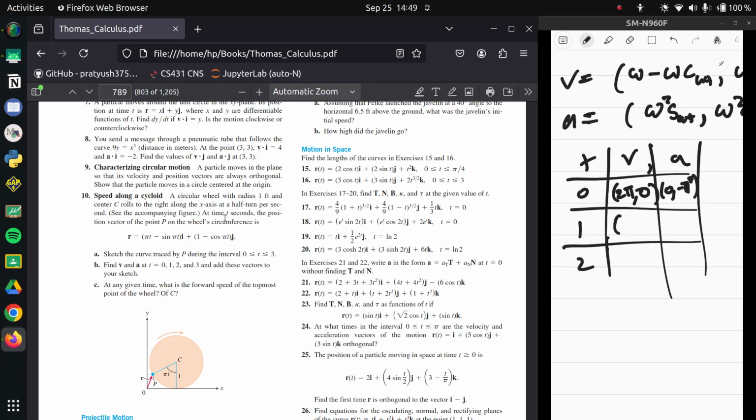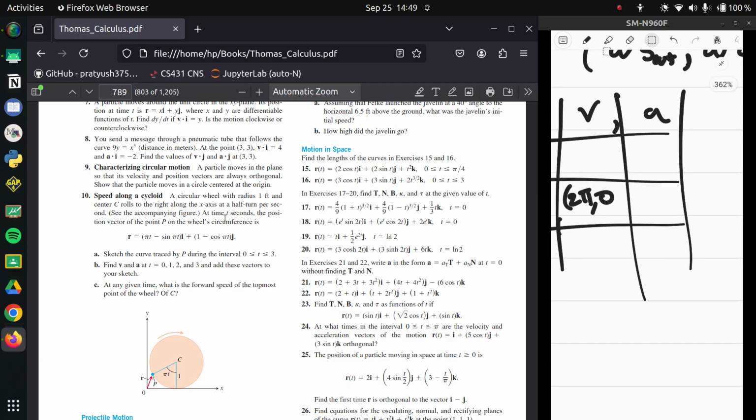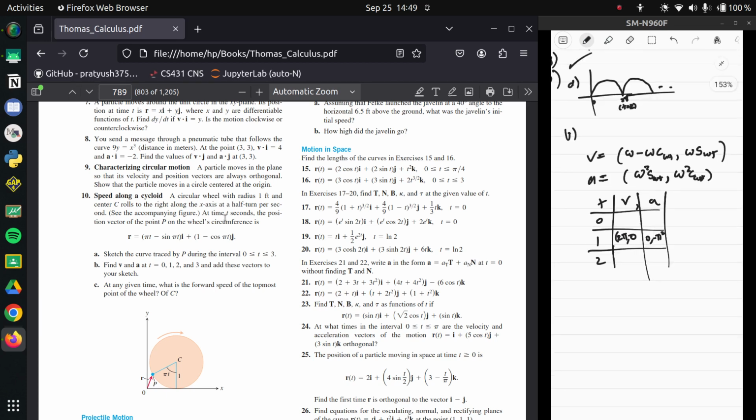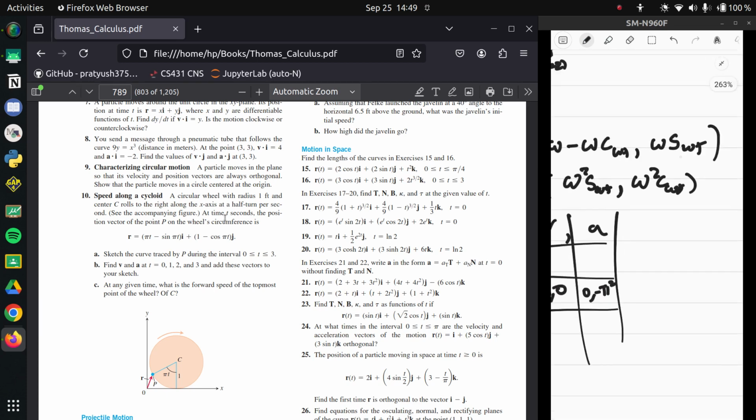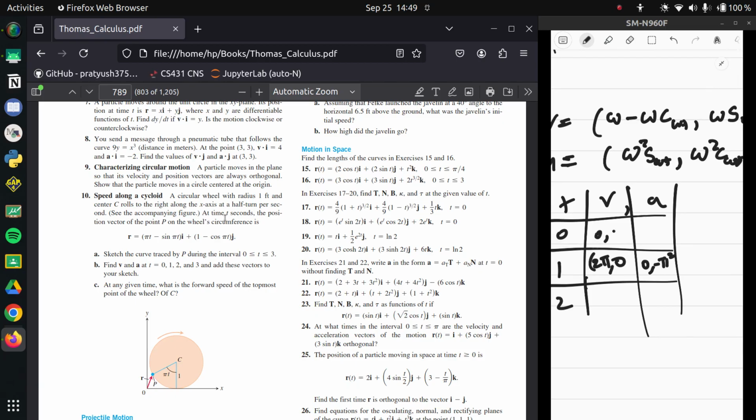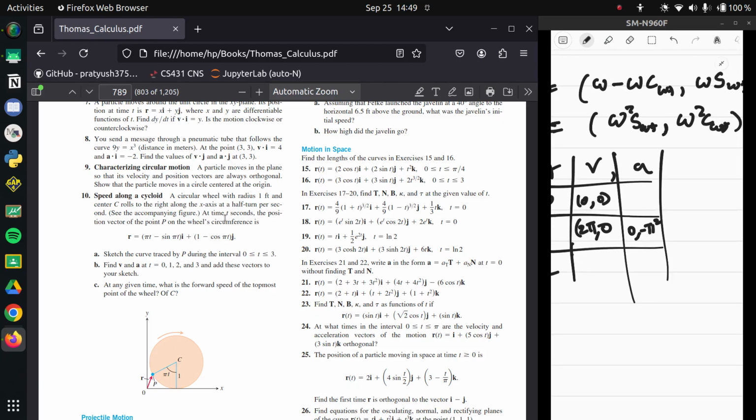Oh, sorry, this is at t equal to 1. At t equal to 0, it's completely different. At t equal to 0, this thing is 1, this thing is 0, so just 0, 0. And then the acceleration is still kind of weird, isn't it?